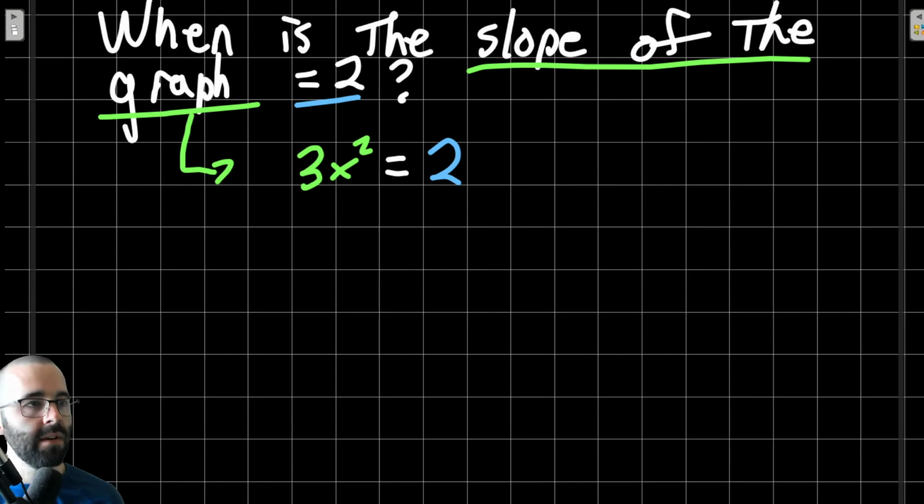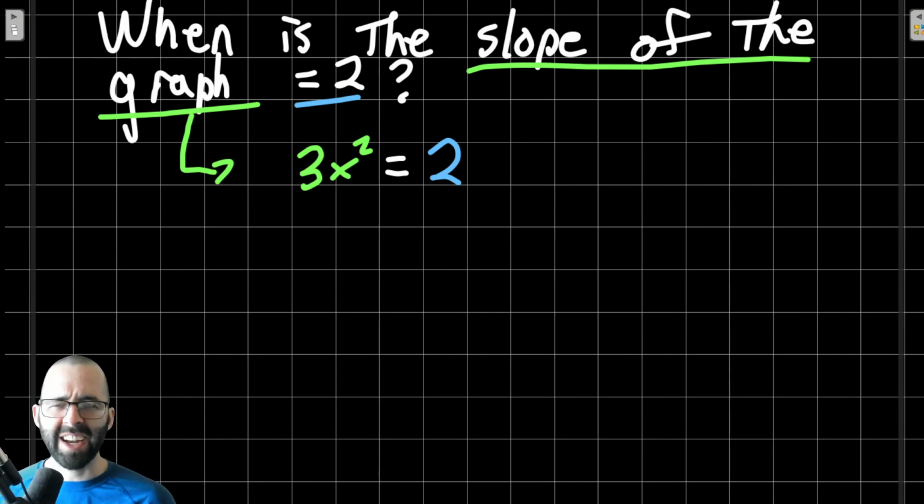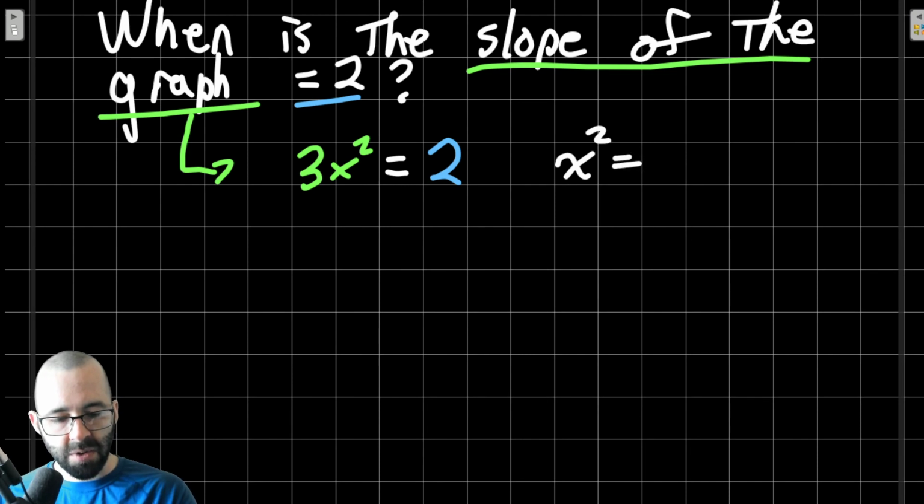When is the slope of the graph equal to 2? And this is the multi-hued equation. Well, this is the slope of the graph. This is 2. When are they equal? We got an equation to solve on our hands. How fun. So we need to solve for x. Let's divide both sides by 3. We do that. We're going to get x squared is equal to 2/3.